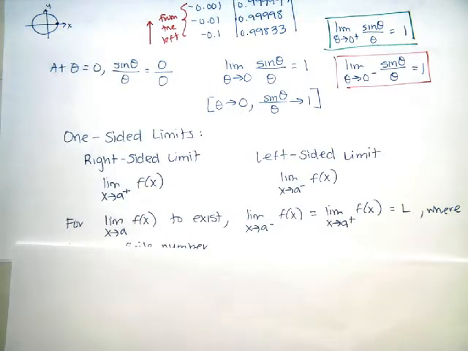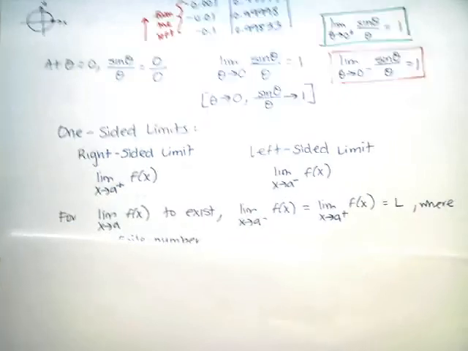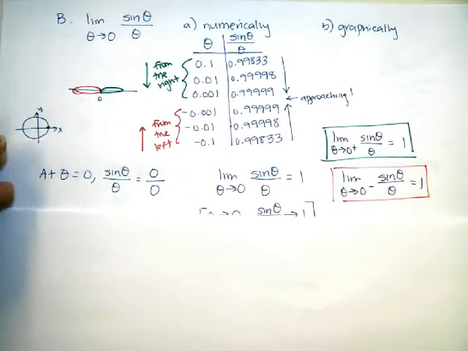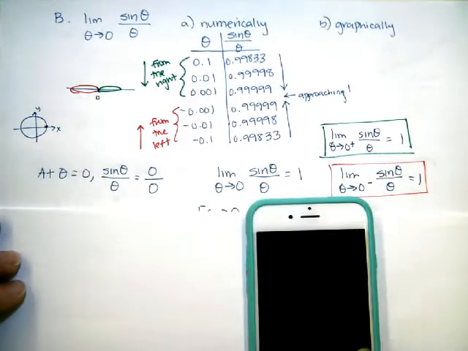Okay, so we've done this numerically. We talked about one-sided limits. Let's take a look at this limit graphically, and we'll see if we come to the same conclusion.